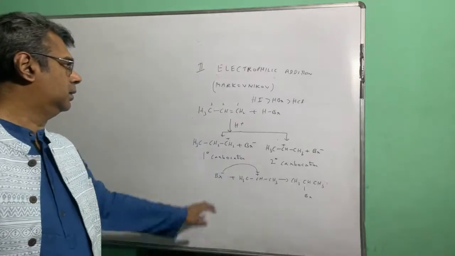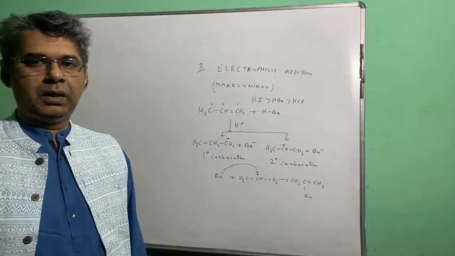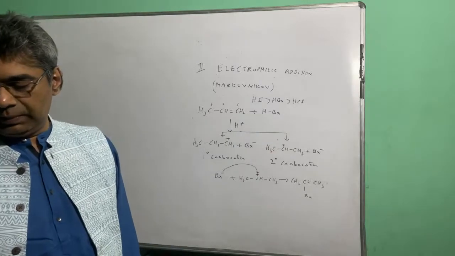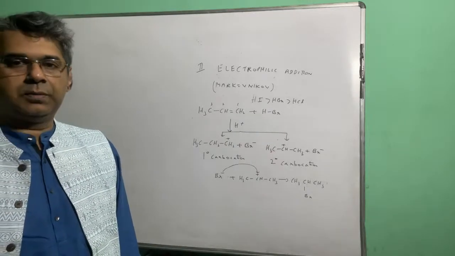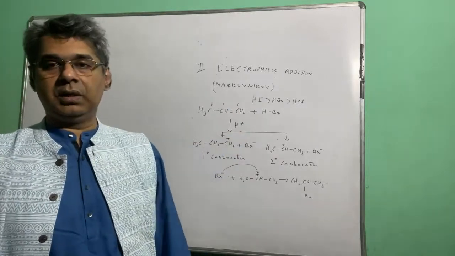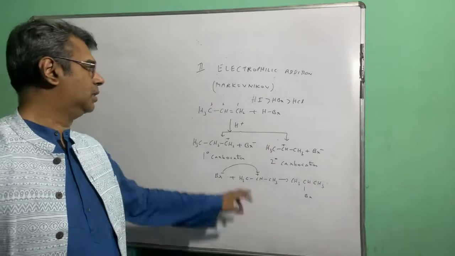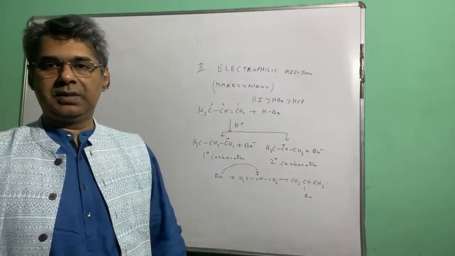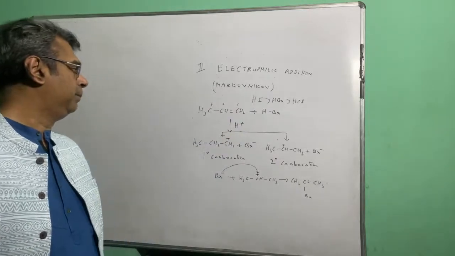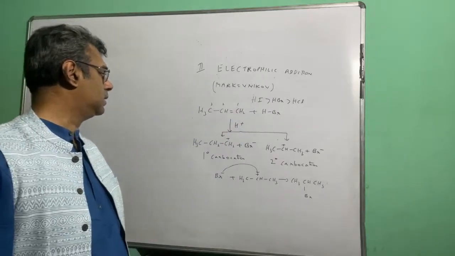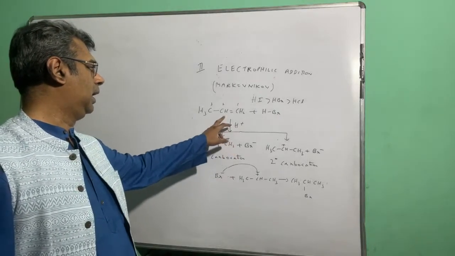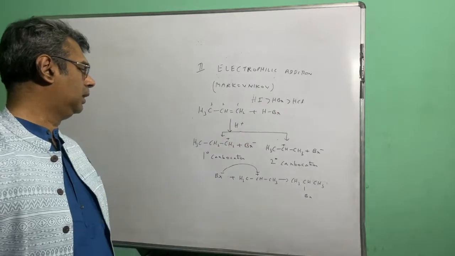the alkene is unsymmetrical and HBr will generate H plus, and H plus will play the role of electrophile. So electrophile has a natural attraction for alkene because alkene has pi electrons, it is rich in electrons. So electrophile has a natural attraction for alkene. So what happens is that the electrophile will either attack number 2 carbon or number 1 carbon.